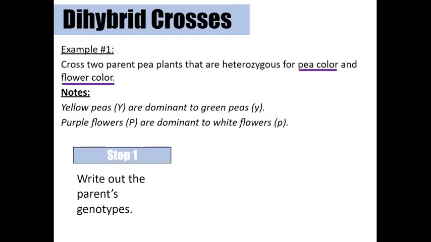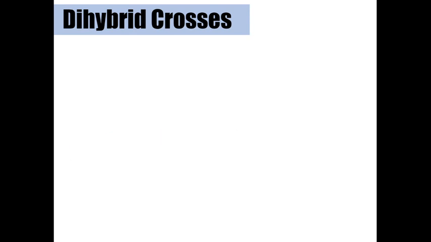So let's write out our parents' genotypes. Parent 1 is going to be heterozygous for pea color and flower color, and so is the father. So both of them will share the same genotype of big Y, little y, and big P, little p.